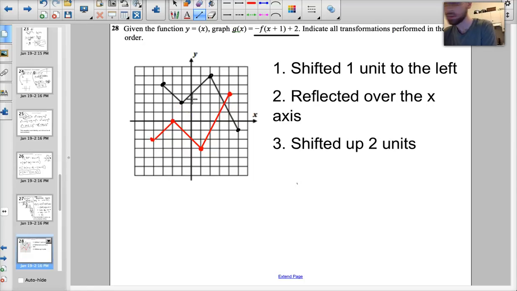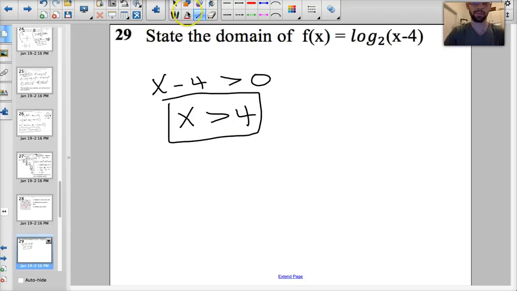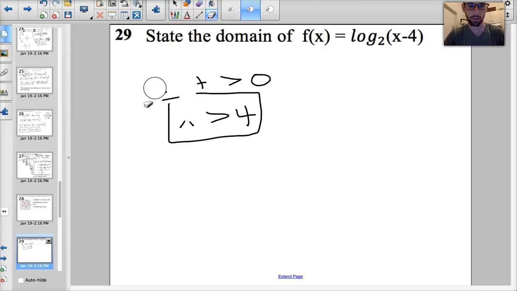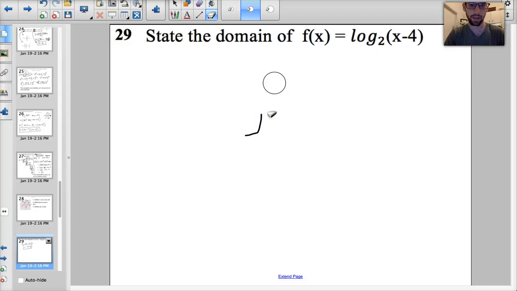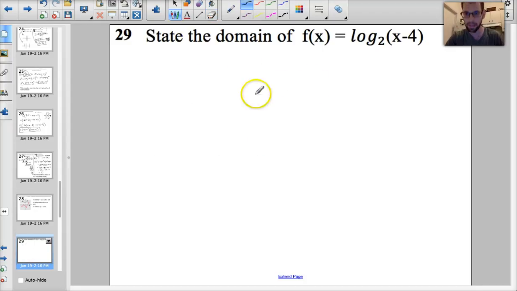Now I'm double checking myself to make sure it looks good based on what I did before. And yes, I agree. All right, looks great. On to number 29. So for number 29, it's asking me to state the domain. Apparently I already did this one, so I'm going to erase it and do it again for you guys, just so you can see my thinking.